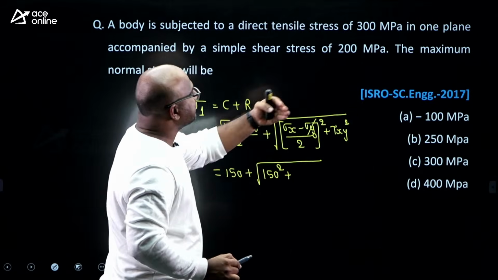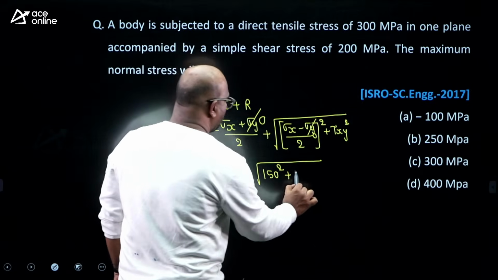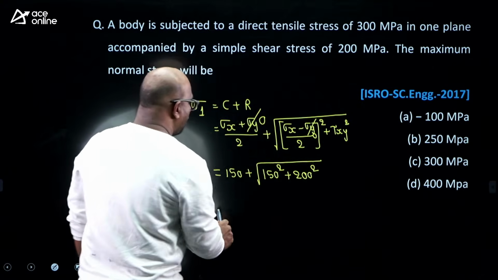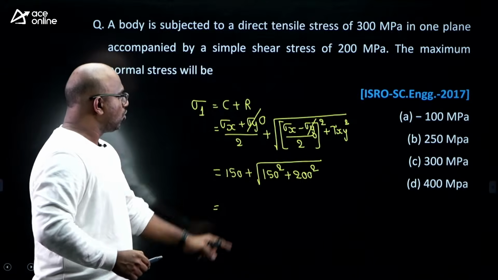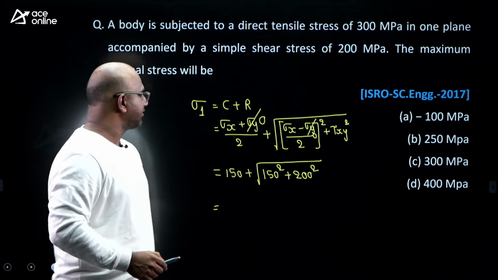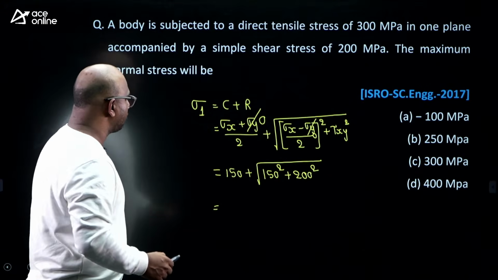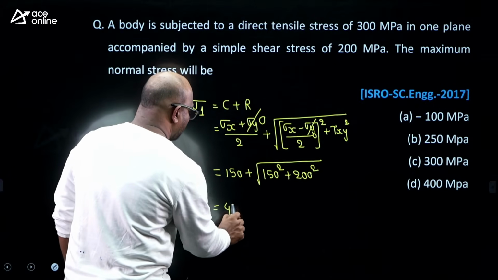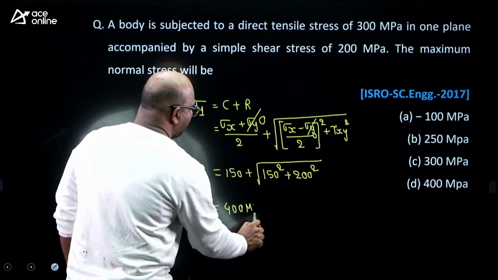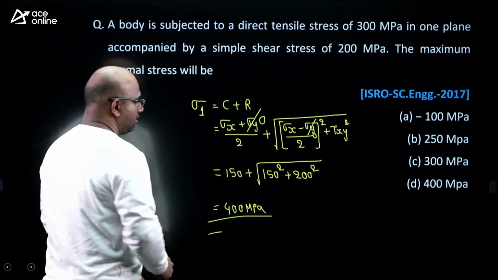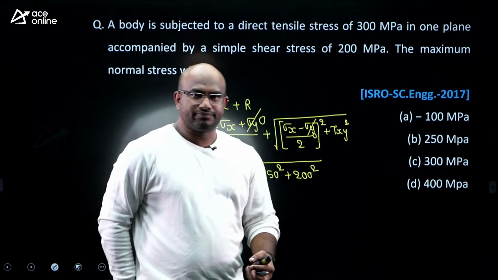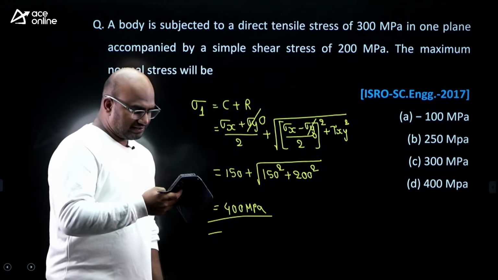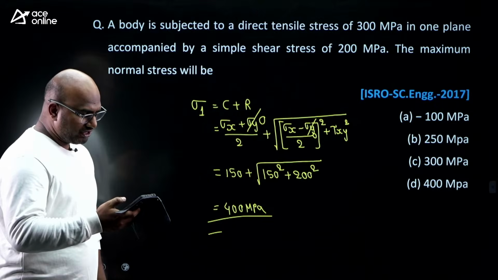plus tau xy, how much? 200 square. How much is coming, guys? 150 square plus 200 square is coming as 250, I think. Please verify. The answer should be 400 megapascal, that is 250 plus 150. Yes, correct, Aravind. Very good.